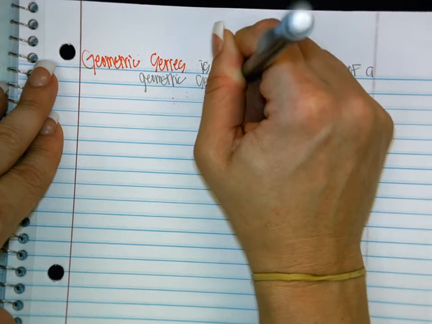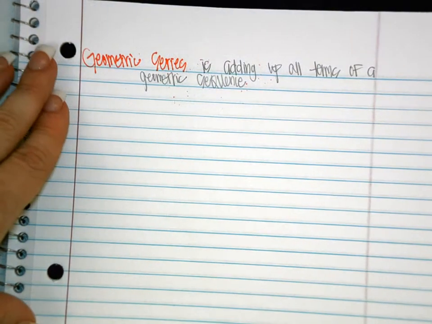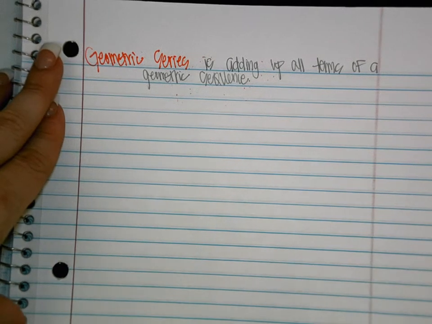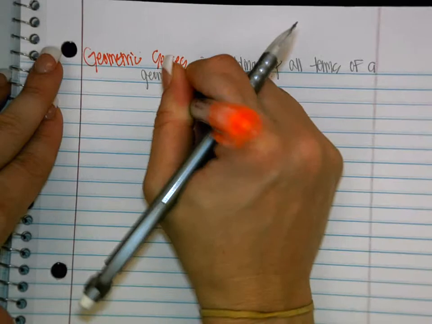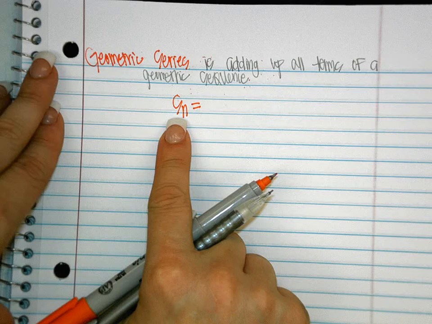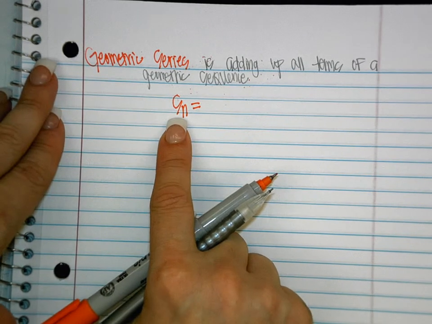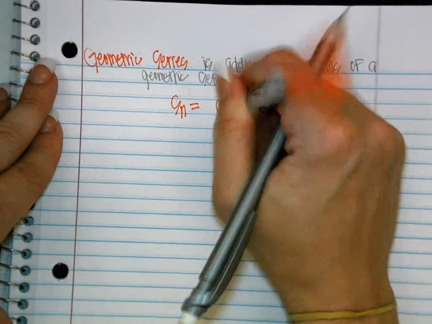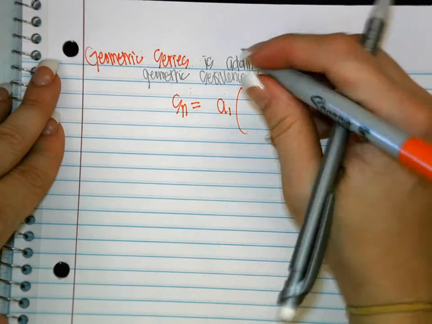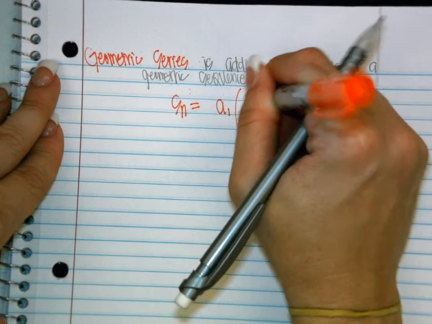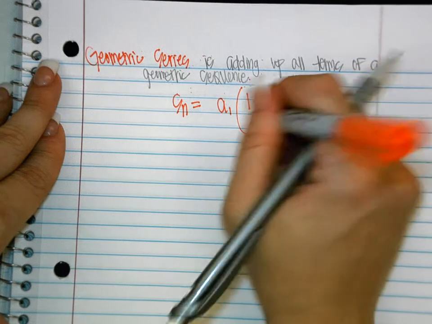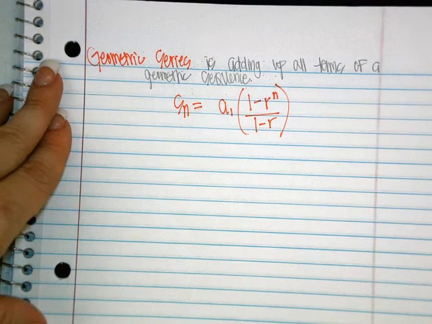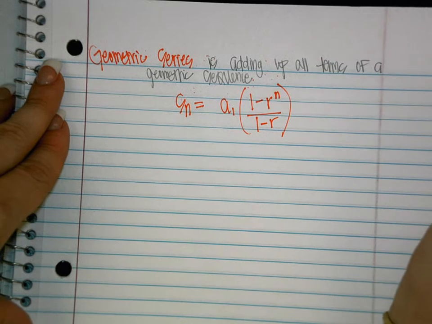So a series is when we're adding things together. A sequence is just the list. So the formula for a geometric series is S sub n is equal to, and whenever you see S, you should think in your head that that means sum. Sum of all the numbers is equal to A1 multiplied, you're going to do a big parentheses, times 1 minus r to the n power divided by 1 minus r.